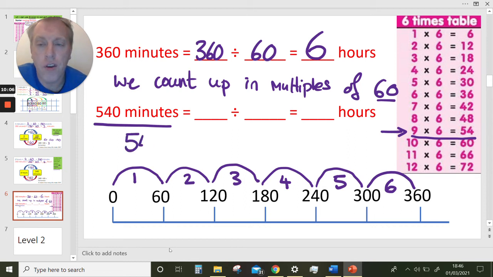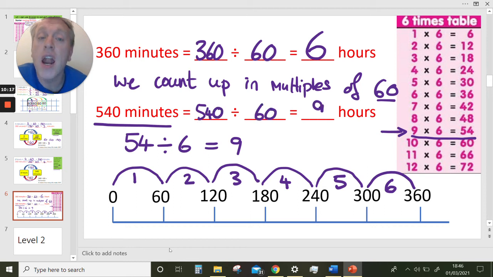So 54 divided by 6 is 9. 540 divided by 60 is 9. That's right. 540 minutes is 9 hours.